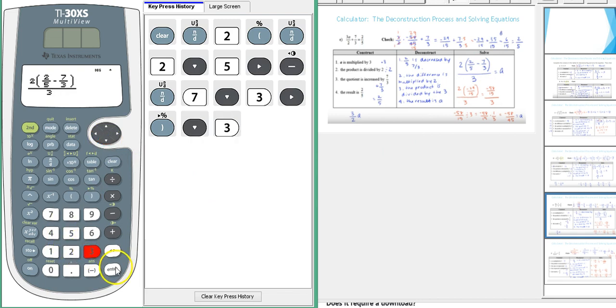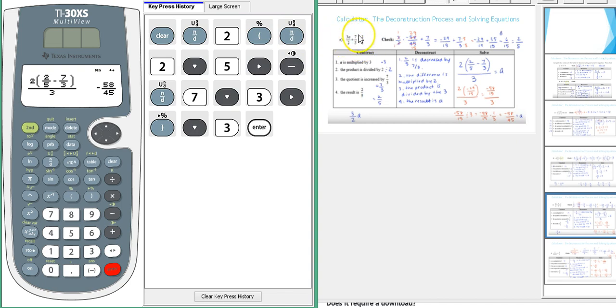Now I'm going to hit enter, and our result is negative 58 over 45, or negative 58 45ths, which corresponds to what we got when we did this by hand. Okay, now let's check this.